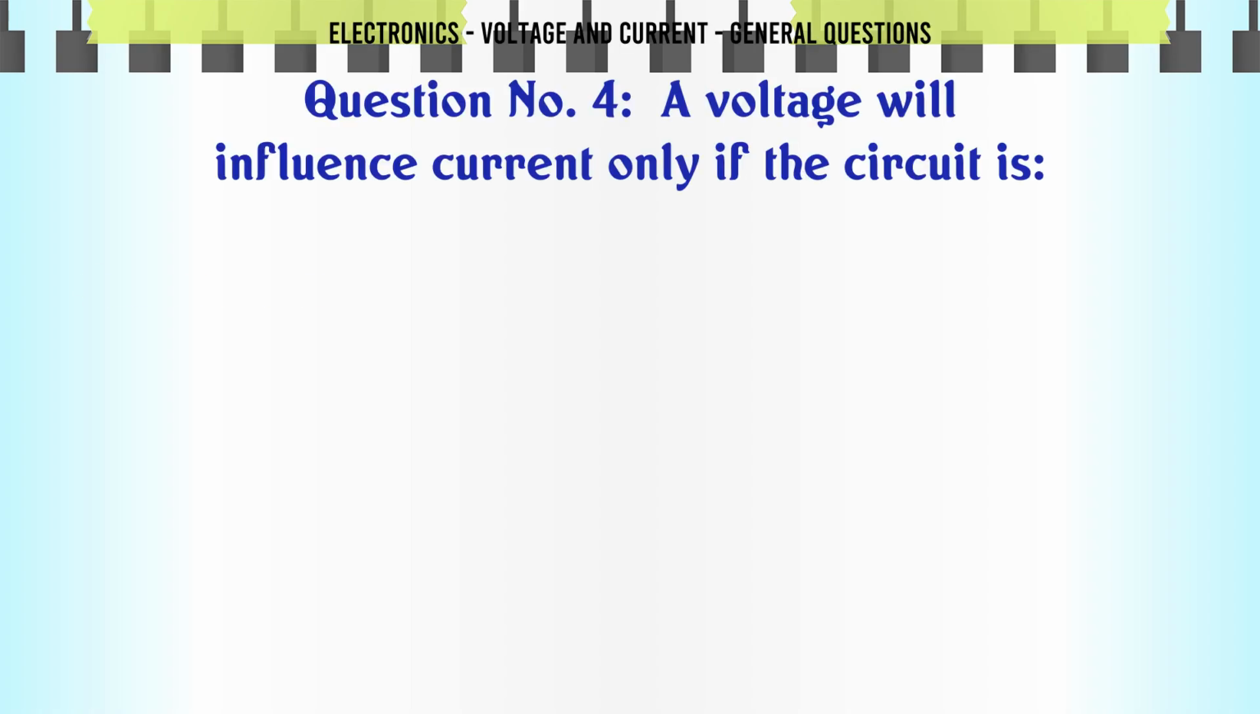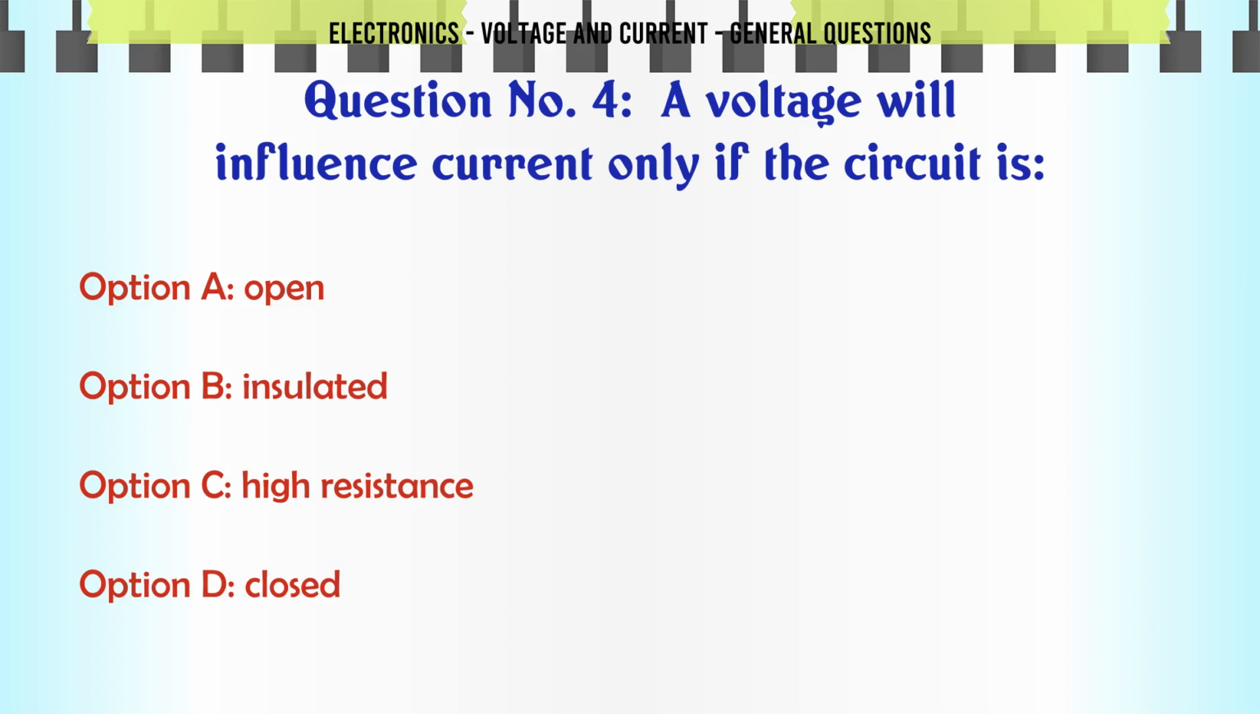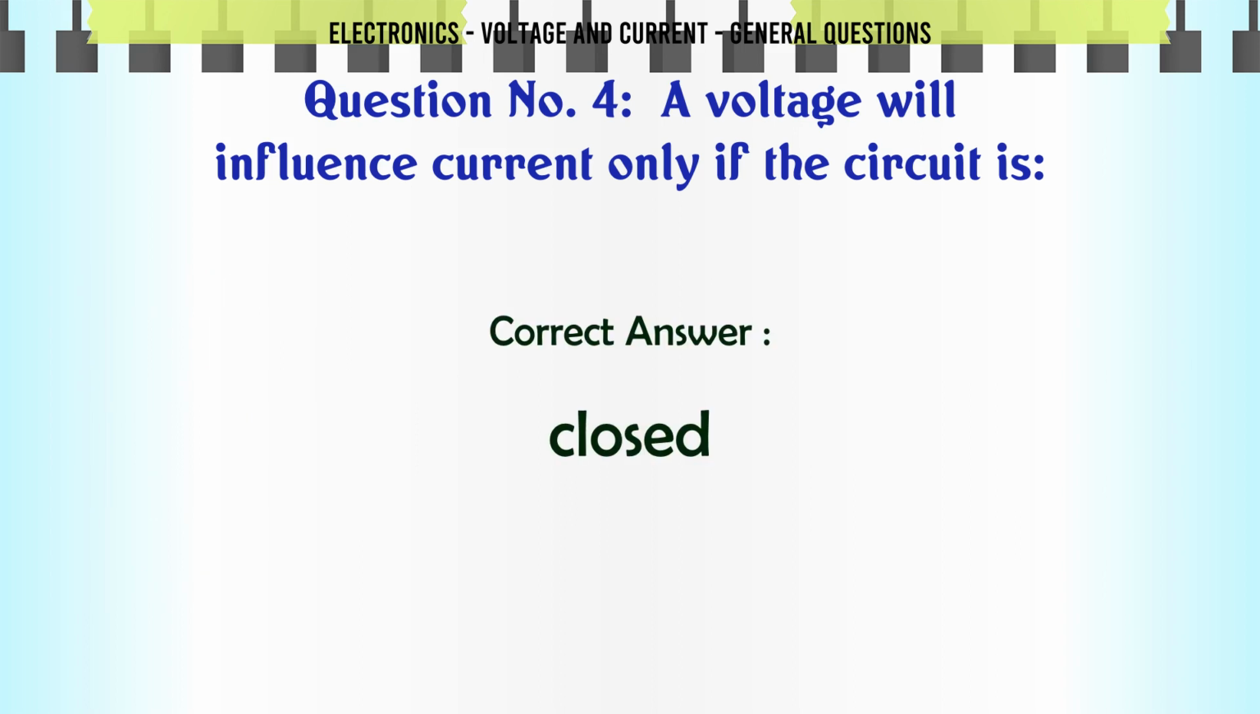A voltage will influence current only if the circuit is A. open. B. insulated. C. high resistance. D. closed. The correct answer is closed.